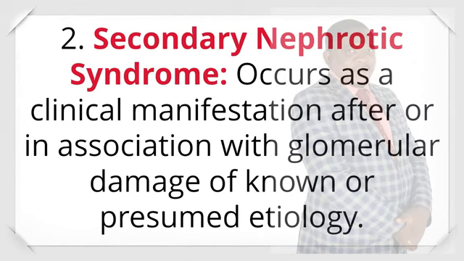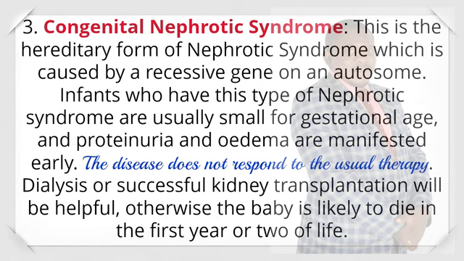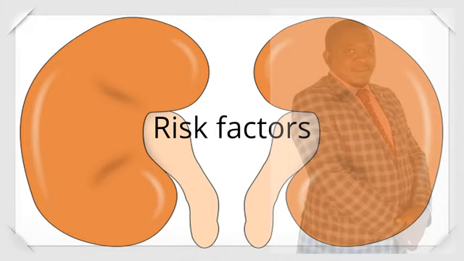2. Secondary nephrotic syndrome occurs as a clinical manifestation after or in association with glomerular damage of known or presumed etiology. 3. Congenital nephrotic syndrome. This is the hereditary form of nephrotic syndrome which is caused by a recessive gene on an autosome. Infants who have this type of nephrotic syndrome are usually small for gestational age, and proteinuria and edema are manifested early. The disease does not respond to the usual therapy. Dialysis or successful kidney transplantation will be helpful, otherwise the baby is likely to die in the first year or two of life.